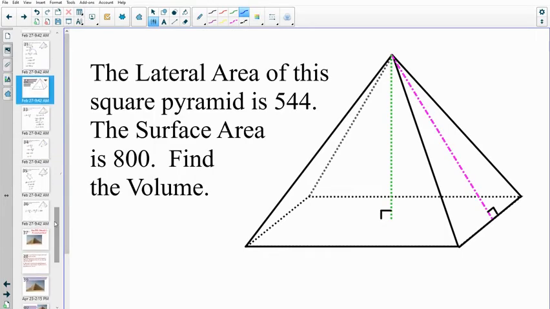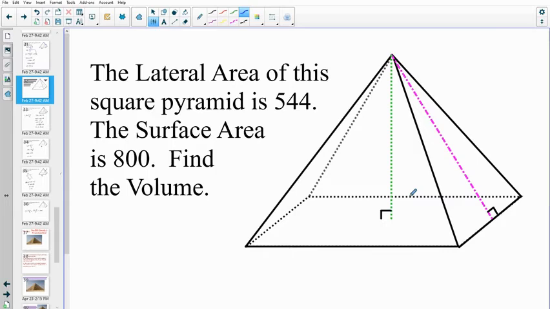I've got the lateral area this time. The lateral area of this square pyramid is 544. So the area of these 4 triangles is 544. And the surface area is 800. And they want me to find the volume.